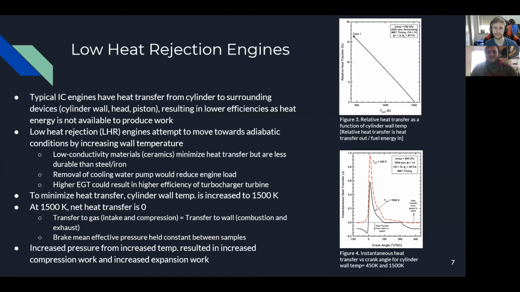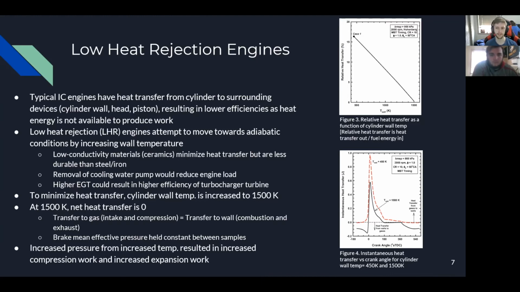First model I will be discussing is the low heat rejection model. In the case of an actual IC engine, there is typically a large heat loss through the cylinder wall, cylinder head, and piston head that result in a lower efficiency. With the low heat rejection engine, an attempt is made to move towards adiabatic conditions by increasing the wall temperature to minimize heat loss during operation.